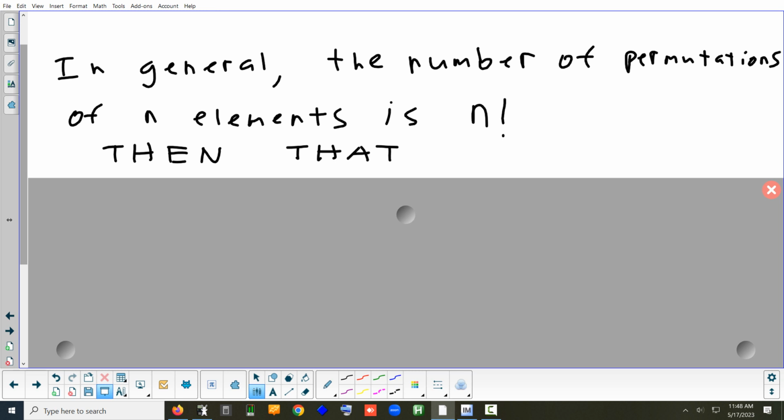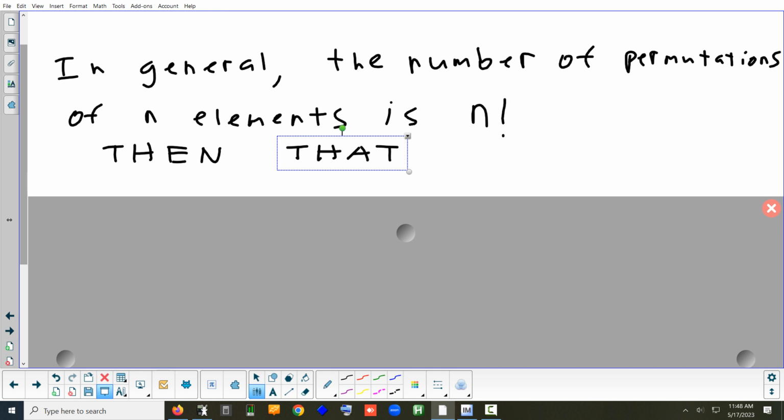We're not really going to get into that too much. But I think it would be 4 factorial divided by 2 factorial. So it wouldn't just be 12. Yeah, you have to divide when you have letters that are repeated. Don't worry about it.